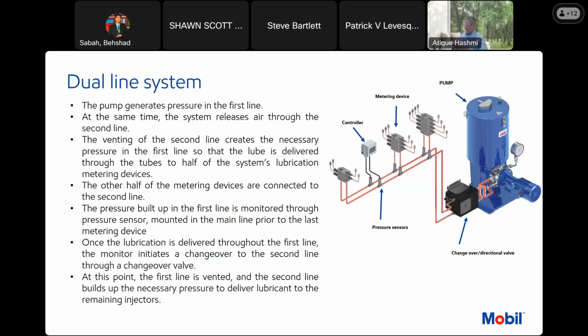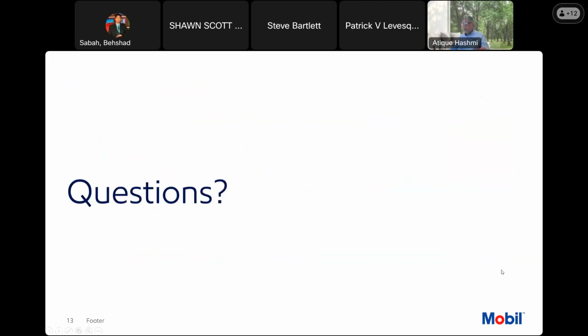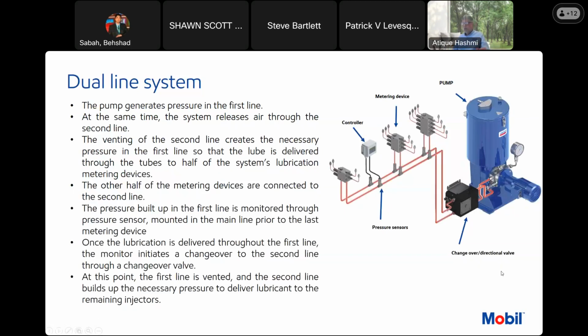So line A will become the vent line, and line B will become the line which dispenses the lubricant. At this point, the first line is vented, and the second line builds up the necessary pressure to deliver lubricant to the remaining injectors, and it goes on and on. So this is how the dual line systems work, and I think that is the last slide I have.